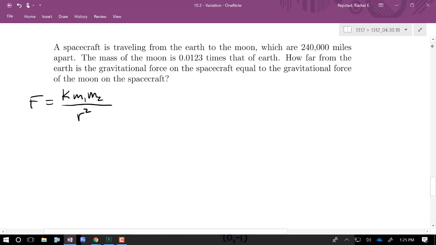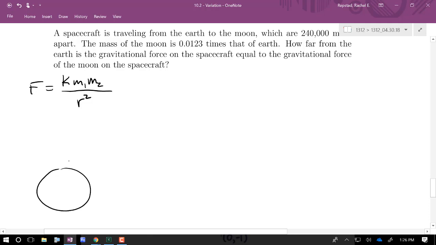The Moon and the Earth are 240,000 miles apart. This is not to scale. The mass of the Moon is 0.0123 times that of the Earth. We want to know how far from the Earth. Here's our spacecraft, right? And granted, because the Moon is so much smaller, it's going to definitely have to be pretty close to the Moon before it gets to the halfway point. We know that this total distance is 240,000 miles. How far from the Earth?